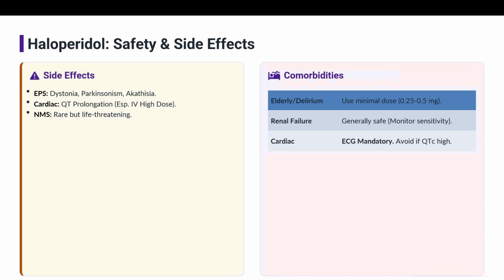For extrapyramidal symptoms, dystonia, Parkinsonism, and akathisia can be exacerbated by haloperidol. Cardiac: it can cause QT prolongation, especially with high IV doses, such as 5 milligrams, which is a very high dose. There can also be neuroleptic malignant syndrome, which is rare but life-threatening. In elderly delirium, we use a very minimal dose of 0.25 to 0.5 milligram, which is a very good dose and causes a sudden response and resolving of psychosis. In renal failure, it is generally safe, but monitor for sensitivity. In cardiac patients, ECG is mandatory. Avoid if QTc is high.